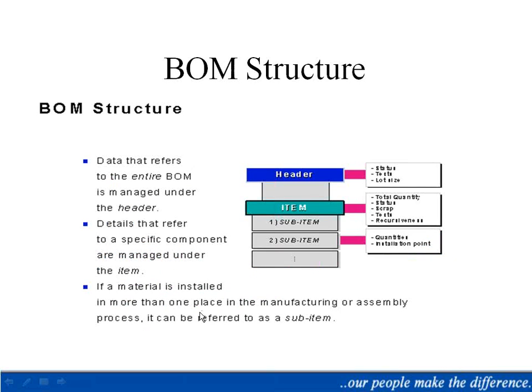If a material is installed in more than one place in the manufacturing or assembly process, it can be referred to as a sub-item. That means I'm placing it in more than one place. For example, I took the bearing, right? The bearing is used in 4 places. Where exactly the bearing is positioned, that is the positioning of that particular item which has multiple numbers, and it is defined as a sub-item, Chandra.